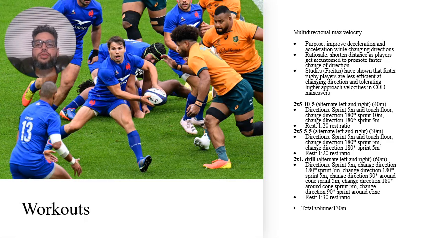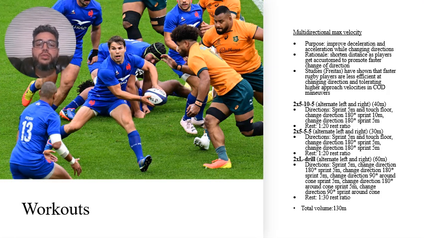Then looking at multi-directional max velocity with the purpose to improve deceleration and acceleration while changing directions. The rationale is we want to shorten distance as players get accustomed to promote faster change of direction. A study by Freitas showed that faster rugby players are less efficient at changing directions and essentially tolerating higher approach velocity and change of direction maneuvers. Essentially meaning just because you are the fastest in a linear sprint does not mean that you're going to be that effective when it comes to changing direction, as well as being able to decelerate at such a high velocity, as well as even be able to accelerate in such a short period of time.